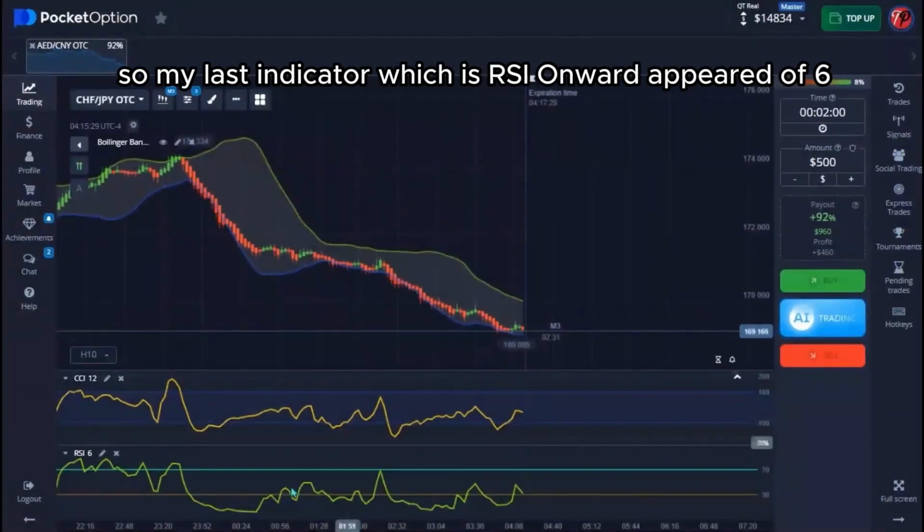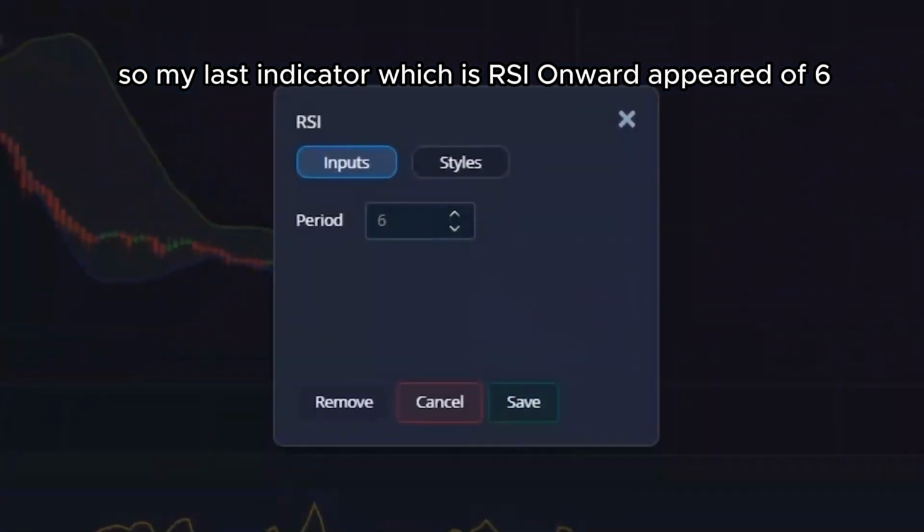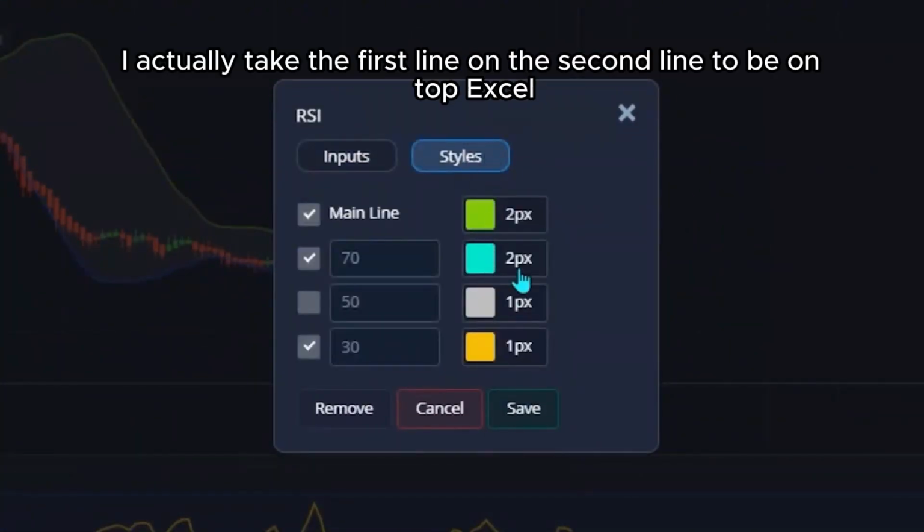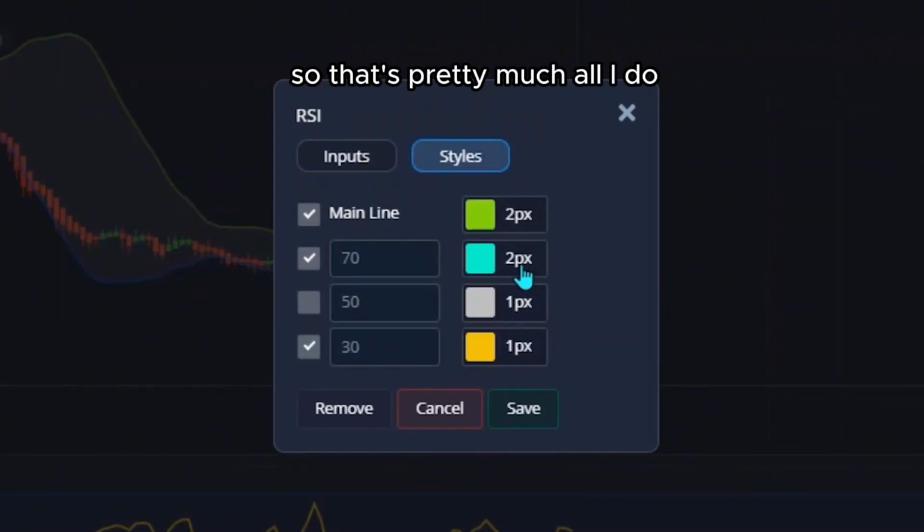My last indicator is RSI, with a period of 6. On the style part here, I take the first line and the second line to be on 2 pixels. So that's pretty much all I do. So when you're done, you hit save.